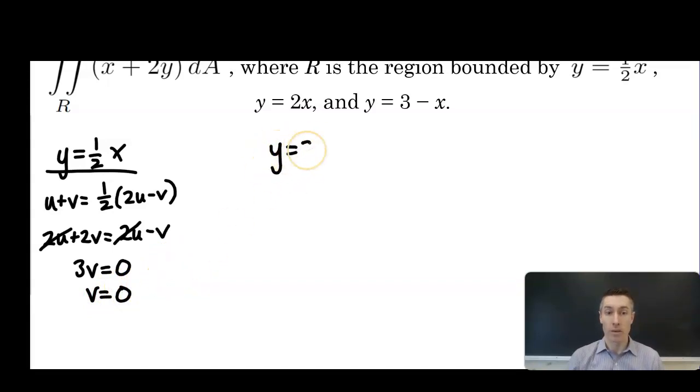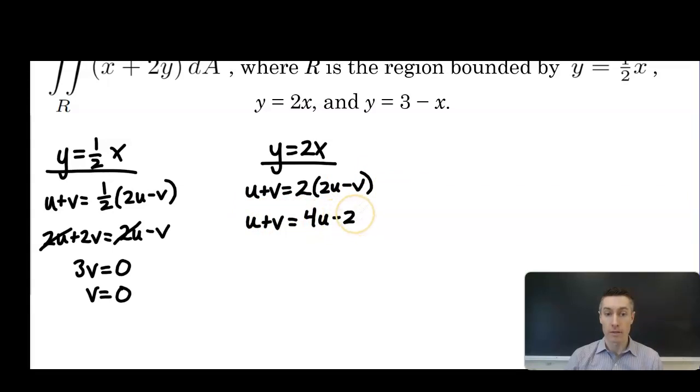Next up, we have y equals 2x. Same idea. So we have u plus v equals 2 times 2u minus v. u plus v equals 4u minus 2v. So then we get 3v equals 3u, or v equals u.